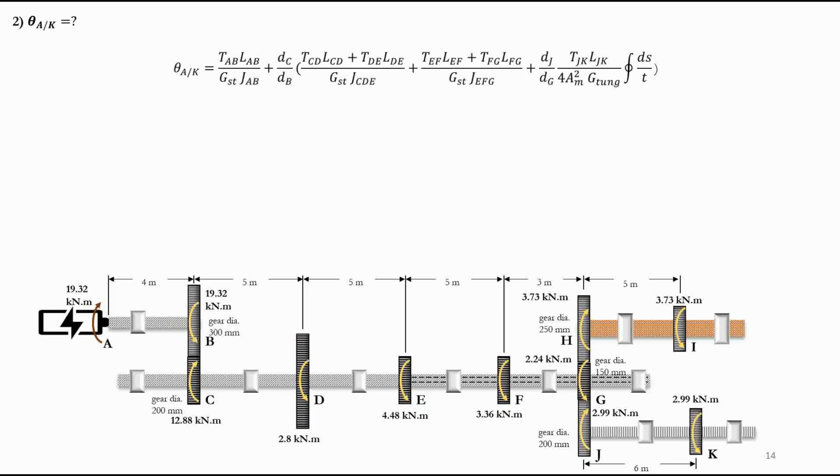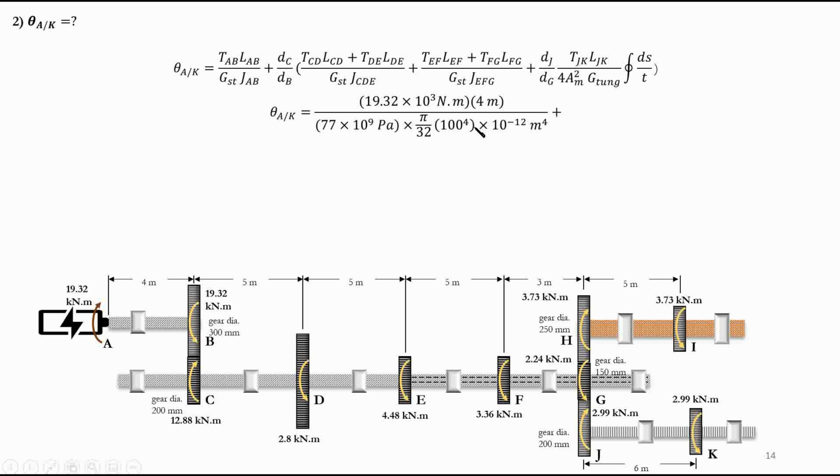So this was the formula that we had, and now we can substitute the values. We can say 19.32 times 10 to the power 3, so this is for AB. This is T_AB, from the torque diagram that we had here for AB, multiplied by the length, here 4 meters, divided by G, which is the modulus of rigidity for steel that was given in the question, multiplied by J, which is pi over 32 times 100 to the power 4, multiplied by 10 to the power negative 12.